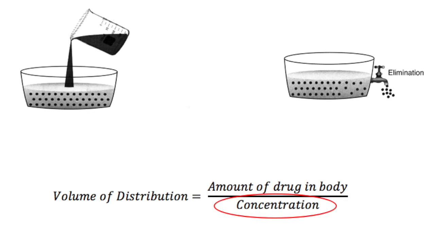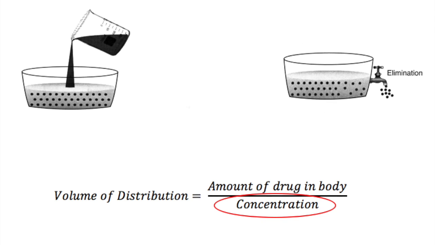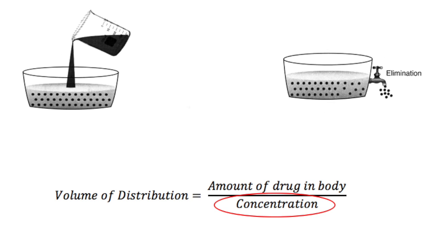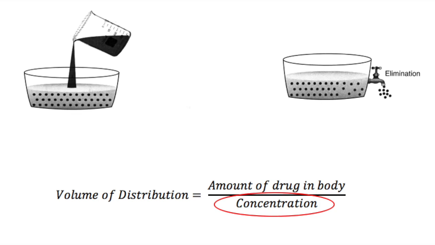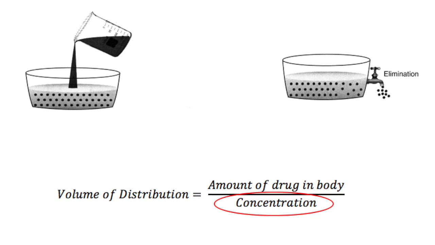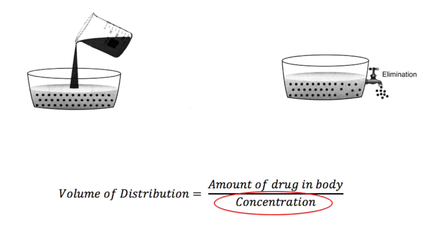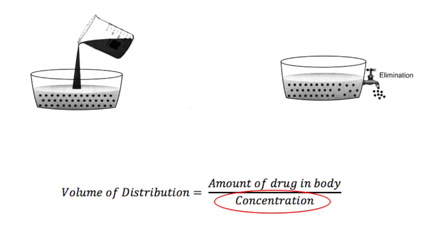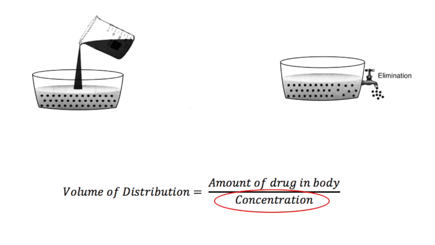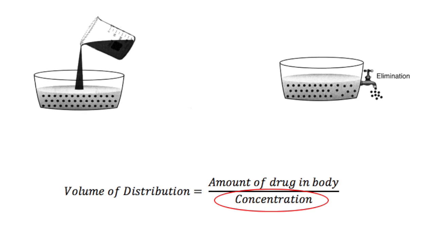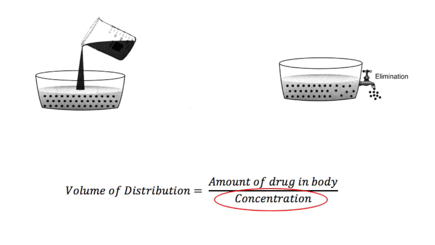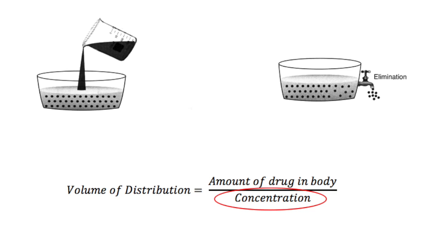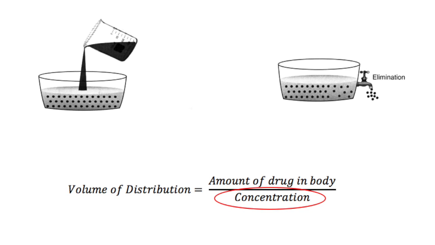Finally, we need to point out that if we're using the dose as the value for the amount of drug in the body to calculate the volume of distribution, we must remember that as soon as the drug is administered to a patient, the body starts getting rid of it through processes of elimination. So we need to use the concentration that is measured immediately after drug administration, before a significant amount of the drug has been excreted, to calculate the volume of distribution.